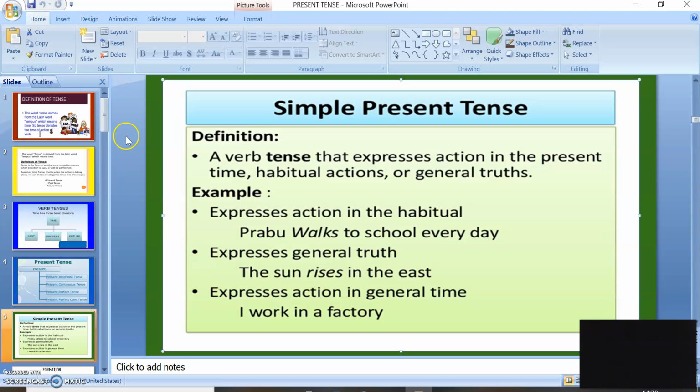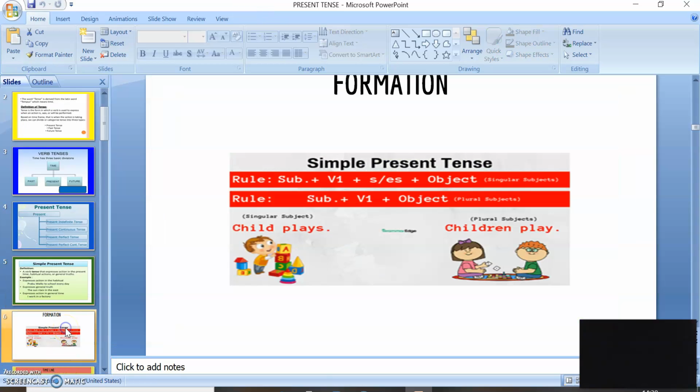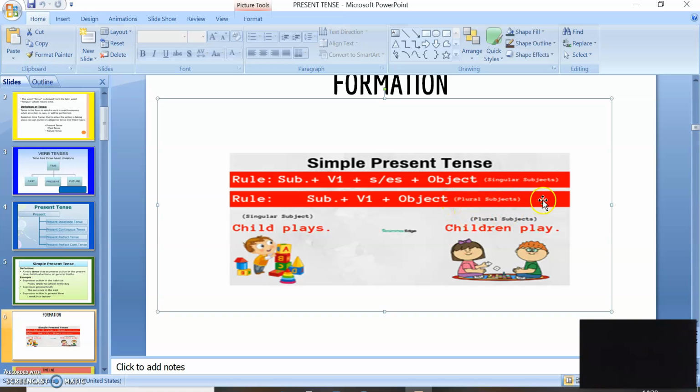Now, quickly move on to the next slide, and here I'm going to tell you the formation. So this is the formation, how you are going to form a sentence of simple present tense. First one is the rule. First, you have to write the subject followed by verb one. Verb one is the base form of the verb, followed by the object. Fine. Now understand here. In the first sentence's bracket, I have written singular subject, and in the second sentence's bracket, I have written plural subject.